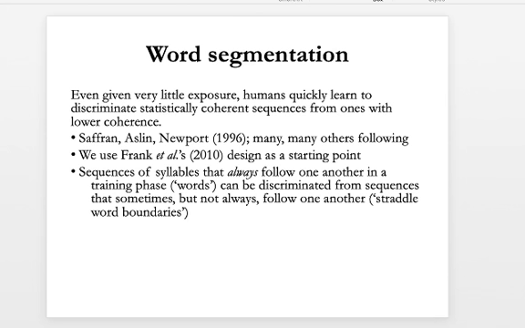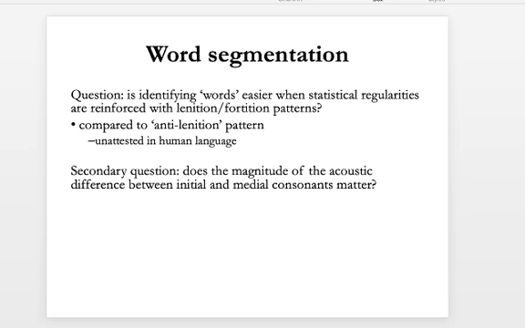What we're basically looking at in word segmentation tasks is whether sequences of syllables that always follow one another during a training phase, and we'll refer to those as words, can be discriminated from sequences of syllables that sometimes but not always follow each other. And so we'll say that those sequences of syllables straddle word boundaries, where of course the words are made up here, but they're meant to be statistically coherent in the way that words or morphemes or phrases in a real language might be statistically coherent.